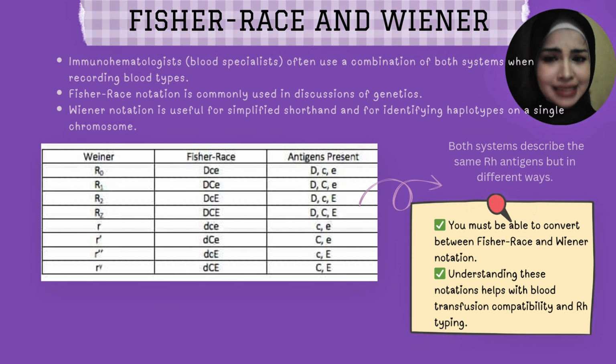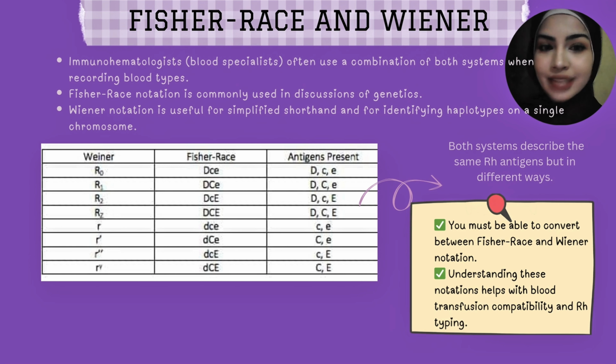So next, we're going to be discussing the comparison of Fisher-Race and Wiener. Immunohematologists, who are blood specialists, often use a combination of both systems to record blood types. Fisher-Race notation is commonly used in discussion of genetics. Meanwhile, Wiener notation is useful for simplified shorthand and for identifying haplotypes on a chromosome.